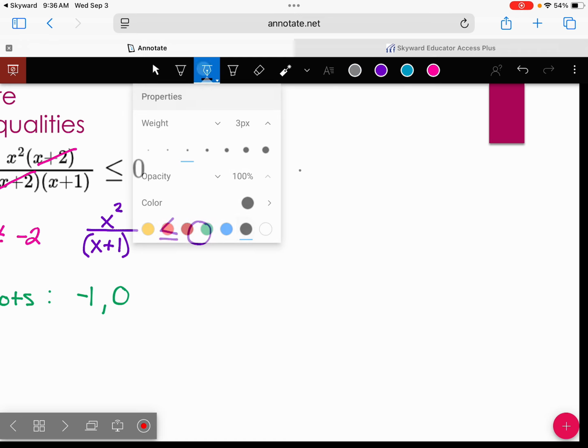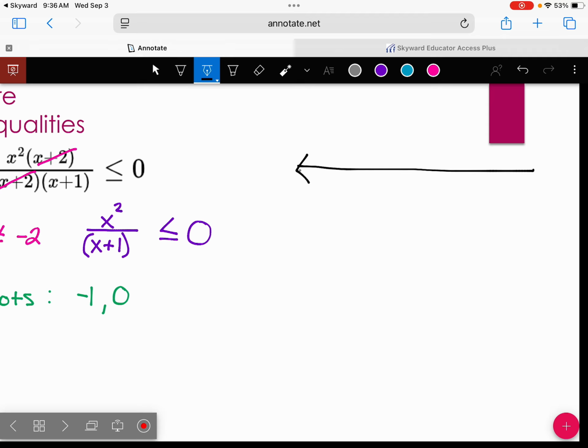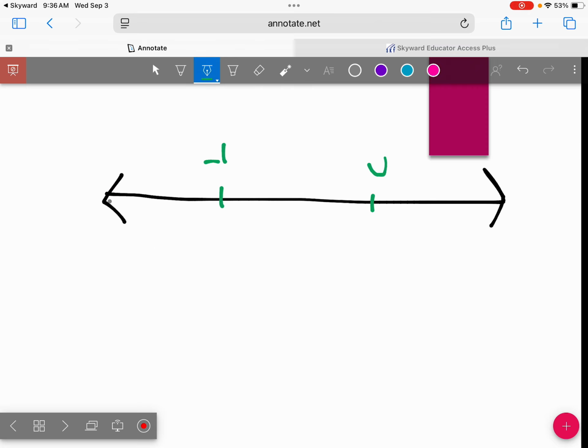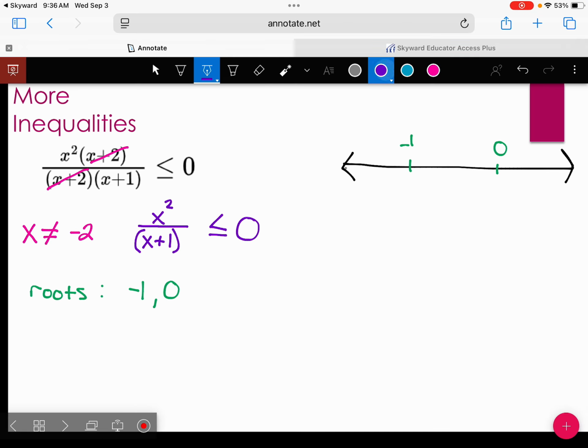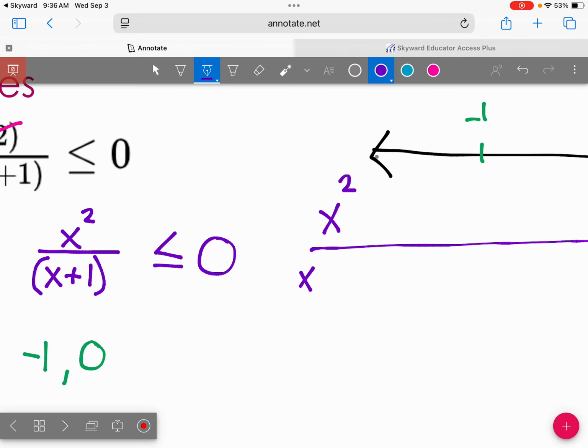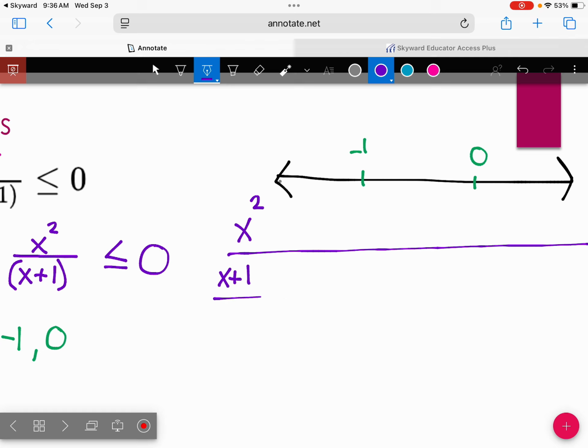So my number line, I'm going to set it up like this with my -1 and 0. That's a weird looking 0. There we go. And I'm going to take my two factors. I'm going to take my x squared, and I can treat my x squared just as an x squared, or you can put it as an x times x. Either way is fine. And we're going to include our x plus 1. And that'll give us our function.